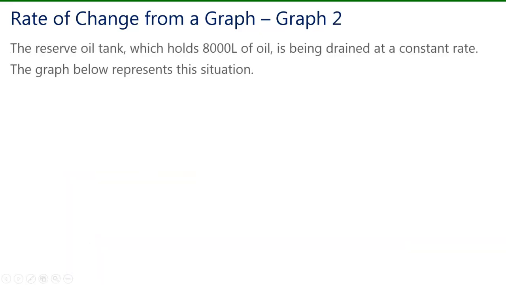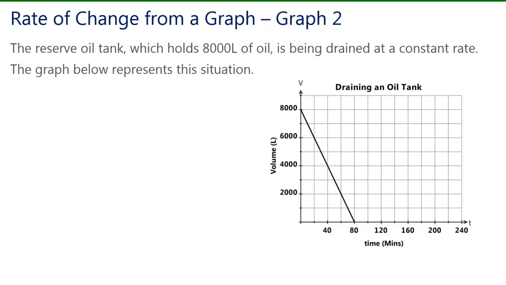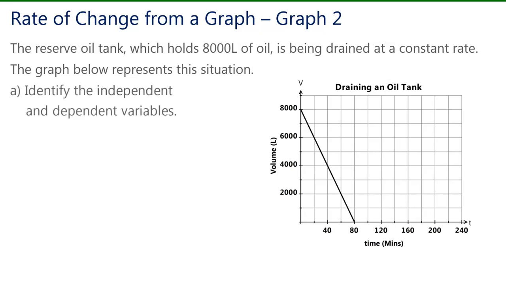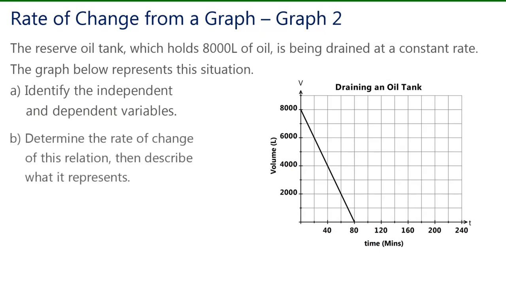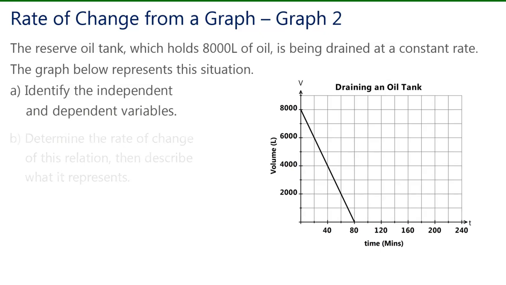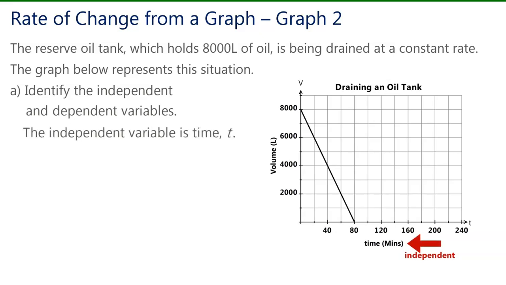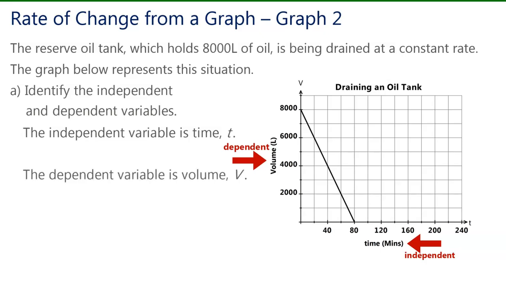Here's our second graph. The reserve oil tank, which holds 8,000 liters of oil, is being drained at a constant rate. The graph below represents this situation. Once again, identify the independent and dependent variables and determine the rate of change of this relation, then describe what it represents. On the horizontal axis is our independent variable, which is time t. On the vertical axis is our dependent variable, which is volume V.